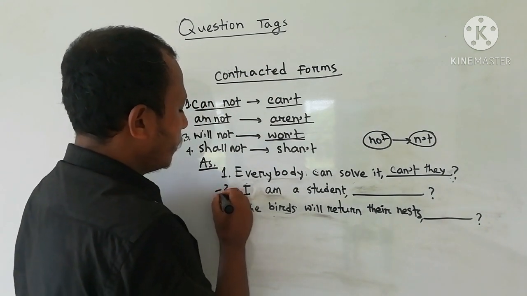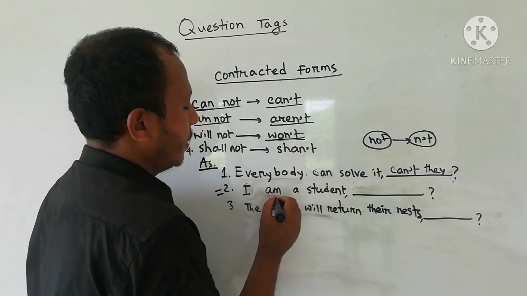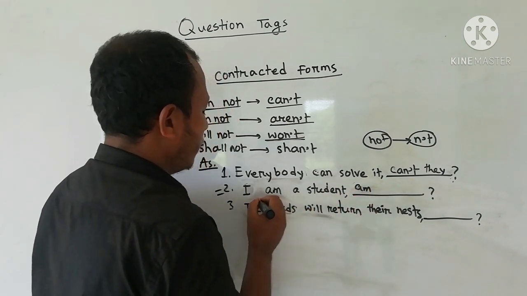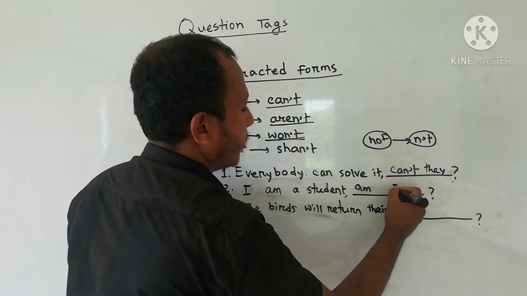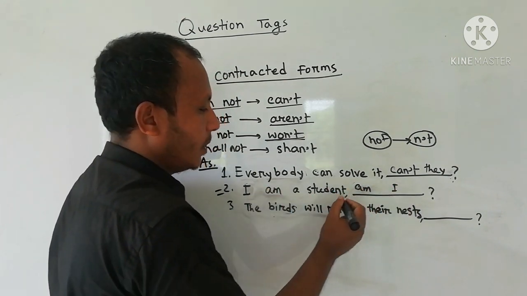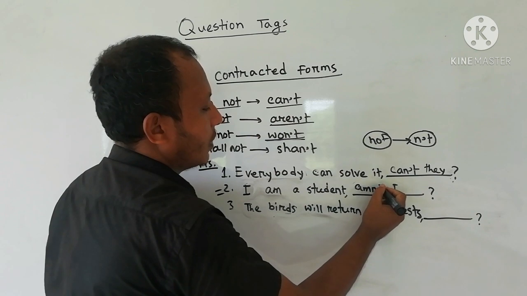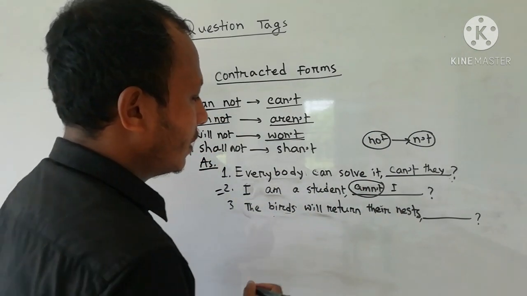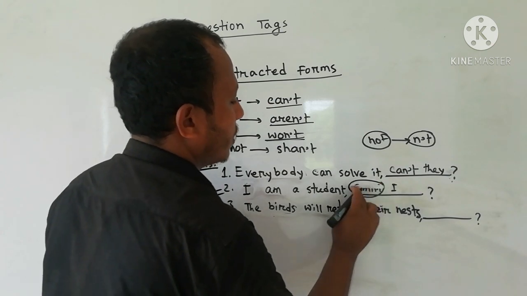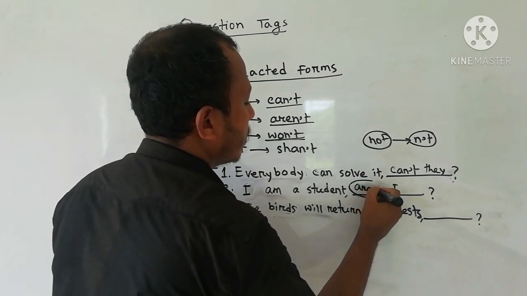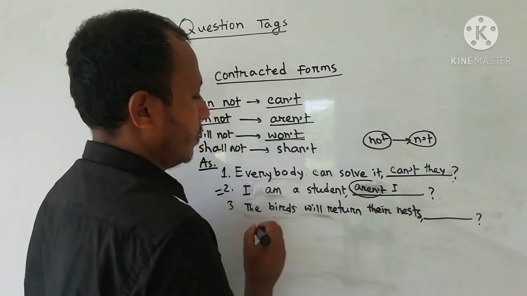Number 2, I am a student. Here the auxiliary is am. The subject is I. This sentence is positive, so the question tag will be negative with the contraction sign. But this is also wrong. In a question tag, you can't use am not. You have to use aren't for am not.